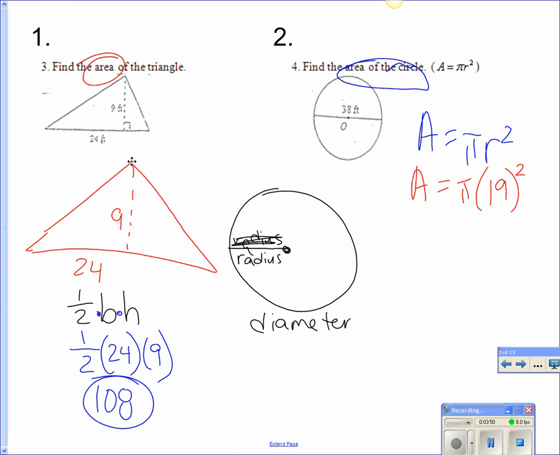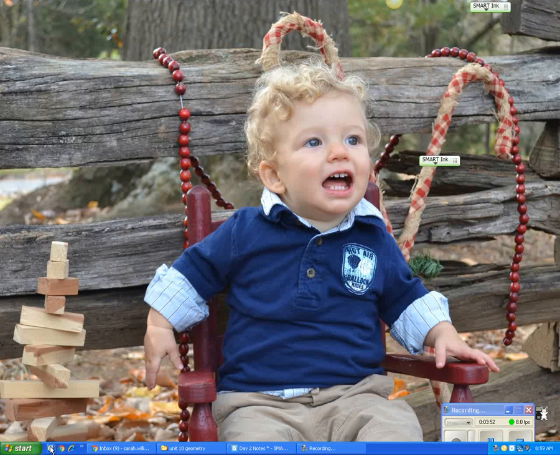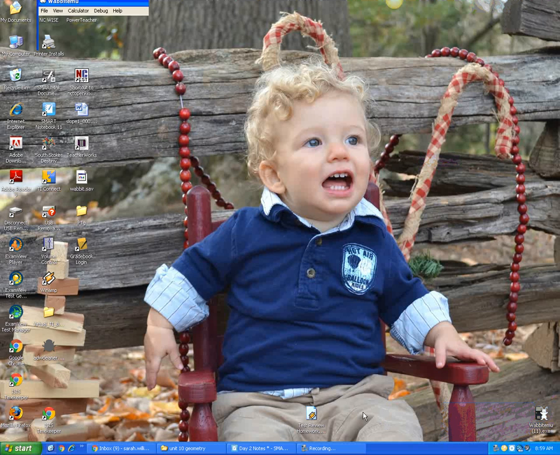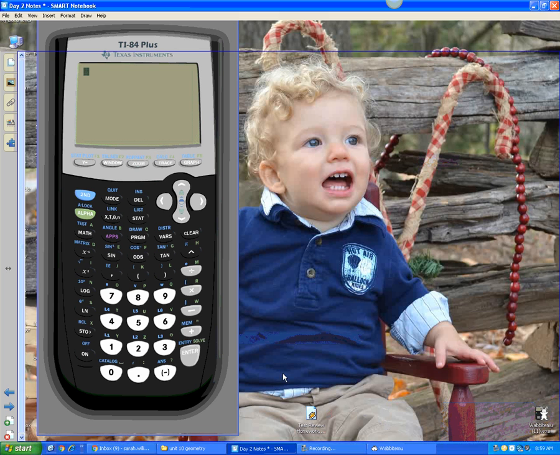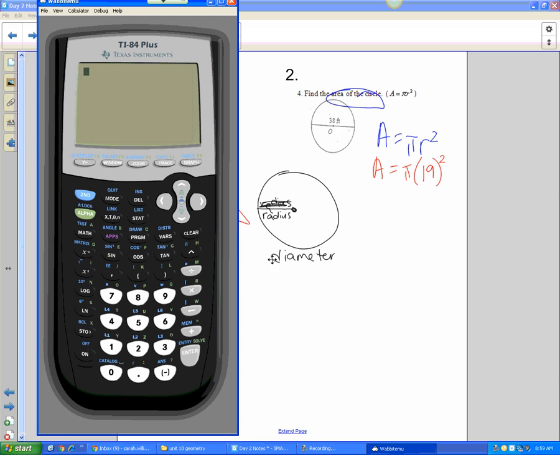All right, in your calculator, there is a pi button. So you don't need to do 3.14. You can do the actual pi. So it's right here. You have to hit second. And then the pi button is with the caret key. And then you can put parentheses 19 squared.